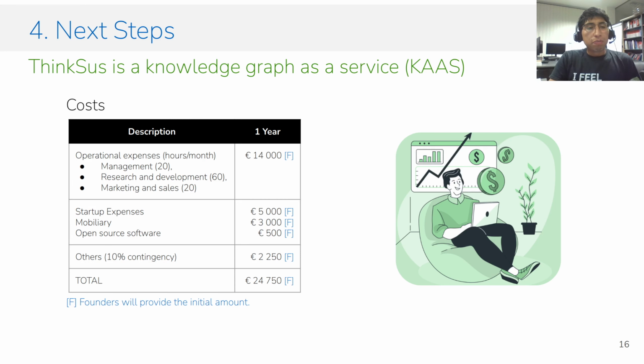And for presenting ThinkSus as a knowledge graph as a service, we are having some costs, and those can be summarized as operational expenses, startup expenses, mobiliary, open source software, and others, like contingency. So it will cost us around 25,000 euros in the first year, and this cost will be funded by the founders in the first year.